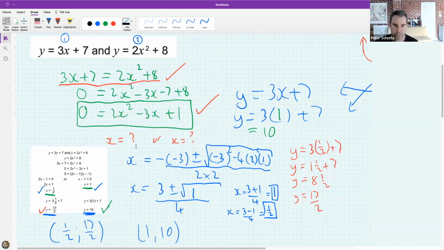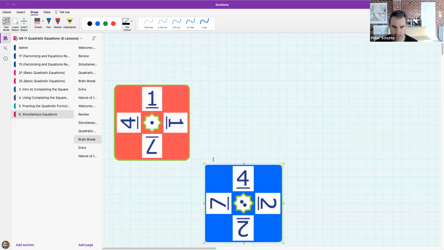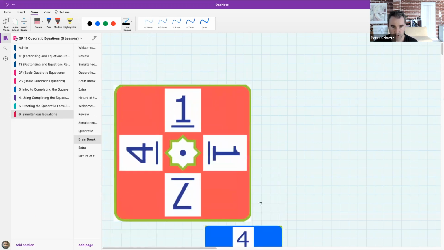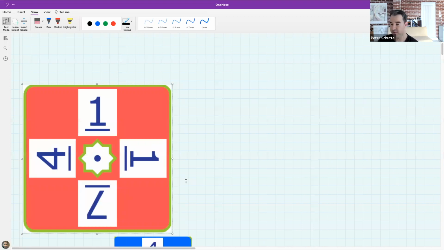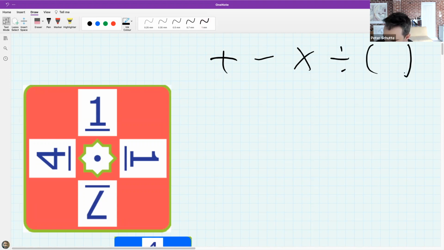Okay, let's do a little brain break. We've done the stretch. What I want is for you to try and make 24 using these 4 numbers. You have to use each number once, and you can only use plus, minus, times, divide, or brackets. See if you can get to 24 using those 4 numbers.